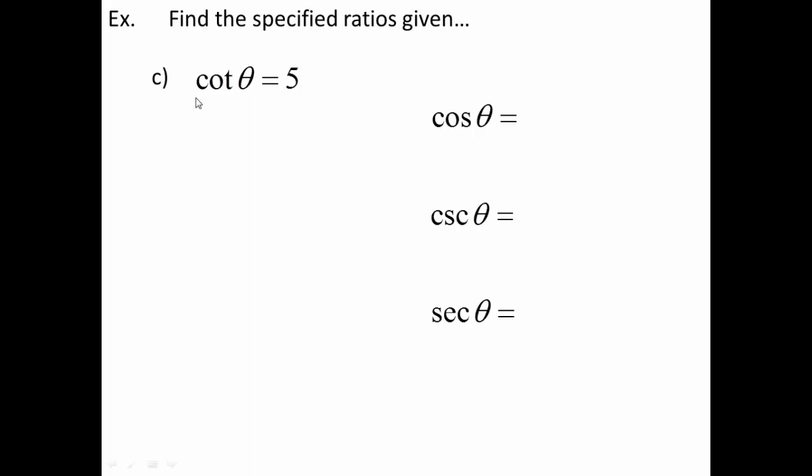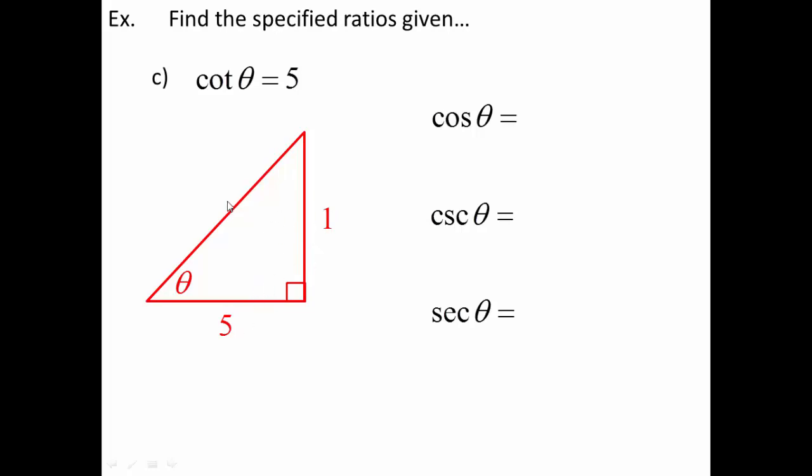So, if you had problems with this one, it was probably because you saw cotangent equals 5 and you didn't quite understand what to do with that 5. Remember that trig ratios are always fractions. Therefore, 5 has to be read as a fraction. And if 5 is a fraction, well, then it must be 5 over 1. Cotangent is 5 over 1. Cotangent is adjacent over opposite, so the adjacent side is 5, the opposite side is 1.